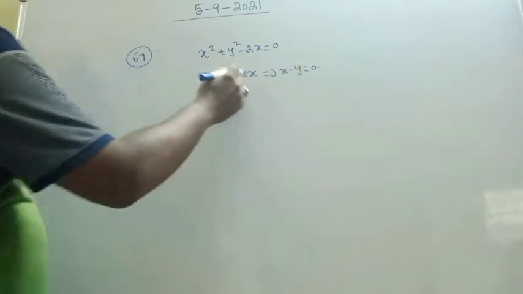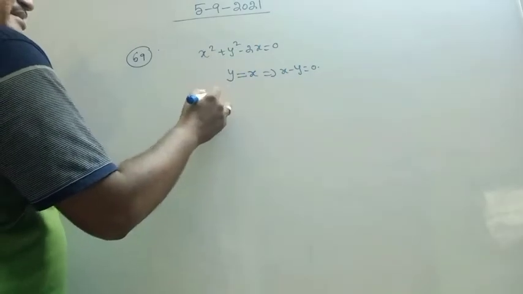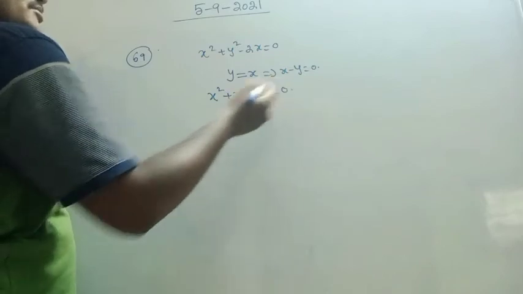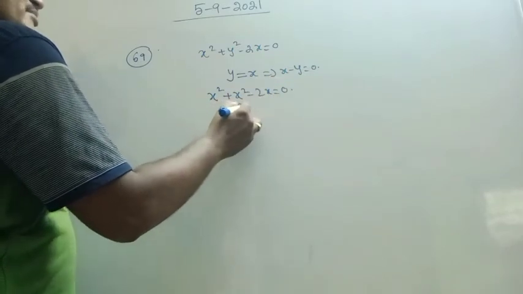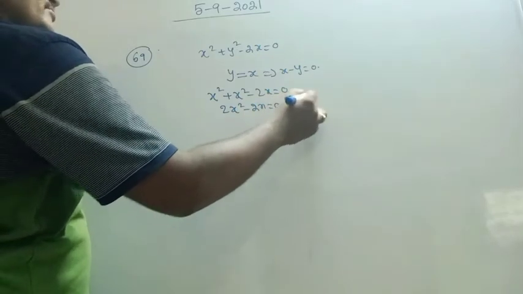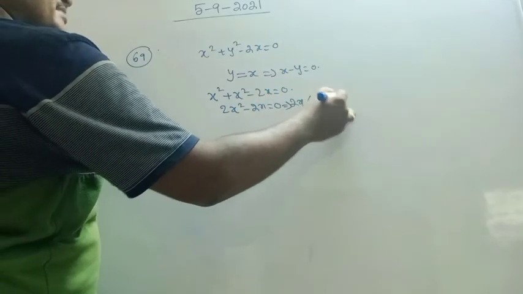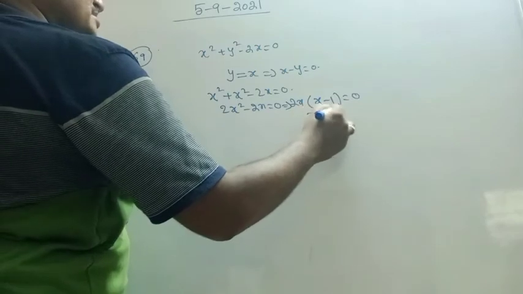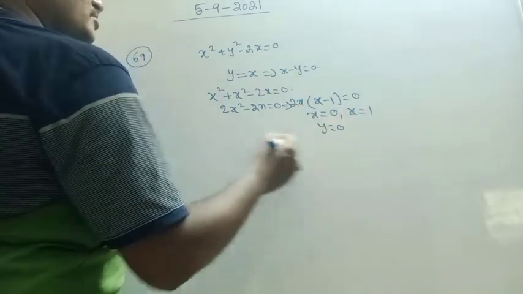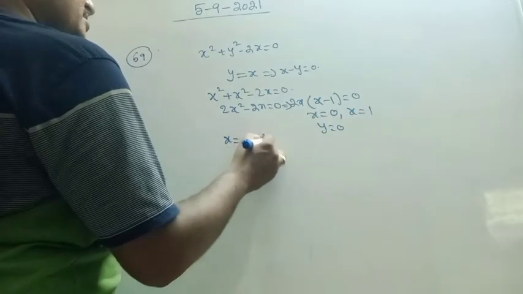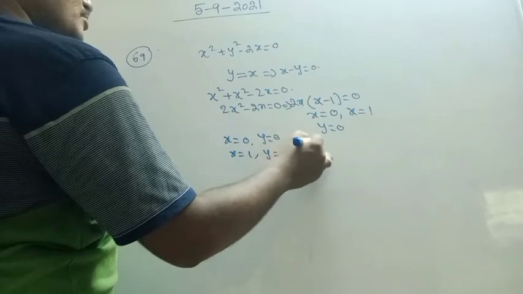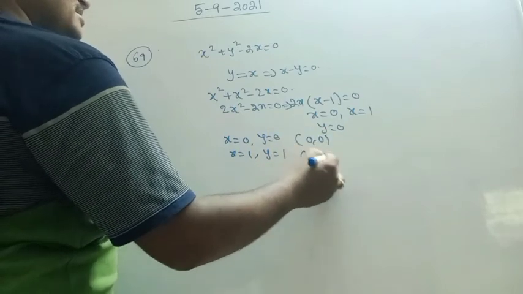Or you take, my dear student, y is equal to x here. You will get x square plus x square minus 2x is equal to 0. Then this is 2x square minus 2x is equal to 0. If you take 2x common, you will have x minus 1 is equal to 0. That means x is equal to 0 or x is equal to 1. That means when x is 0, y is 0. When x is 1, y is 1. Therefore, you got 2 points. One is 0, 0. Another one, 1, 1.